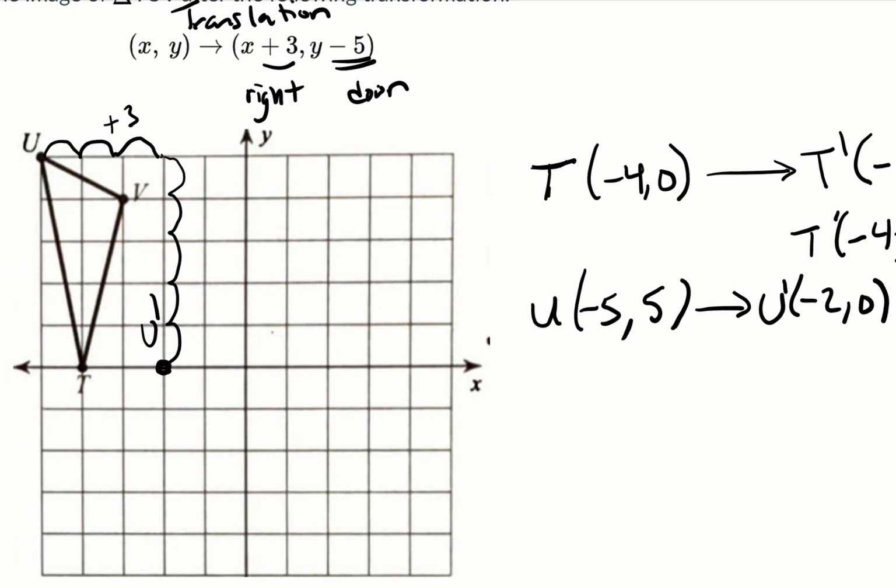Okay, so you could do either one of those ways. I'm going to go ahead and continue with the coordinate transformation as opposed to physically moving it. But that's an option for you if you want to do that as well. So for v, you have negative 3, positive 4.